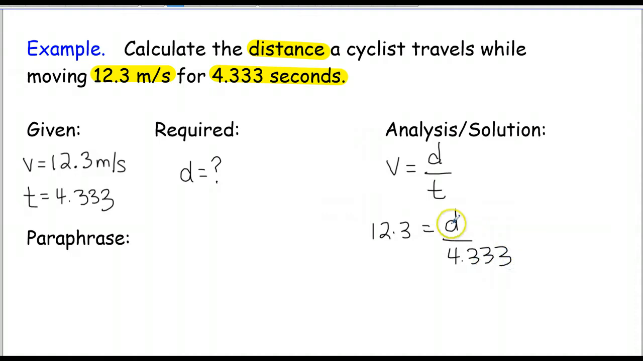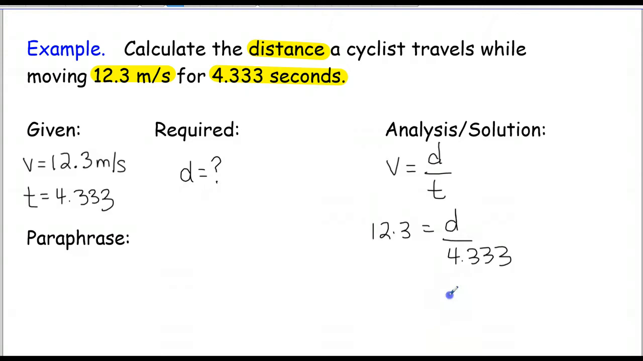Now, hopefully you can rearrange an equation like this, but that's the next lesson to be covered. We want to solve for d, which means we want it on one side of the equal sign by itself, and the way that we move things is by performing the opposite operation. So if this 4.3 is being divided on this side of the equal sign, in order to move it to the other side, it needs to be multiplied. Multiplying is the opposite of dividing.